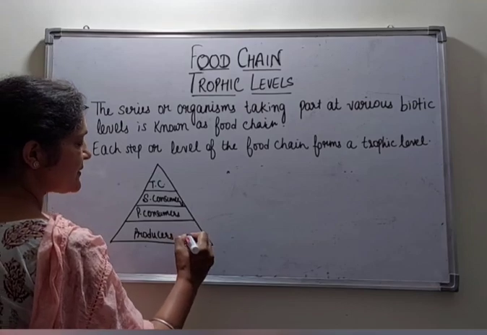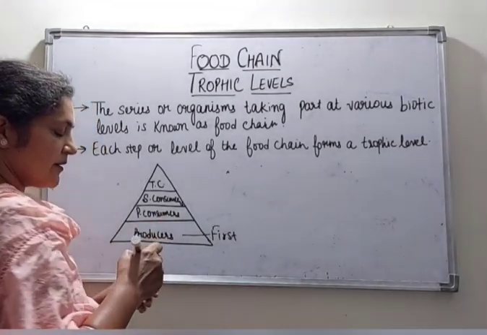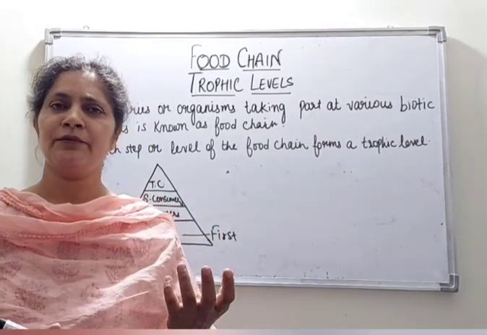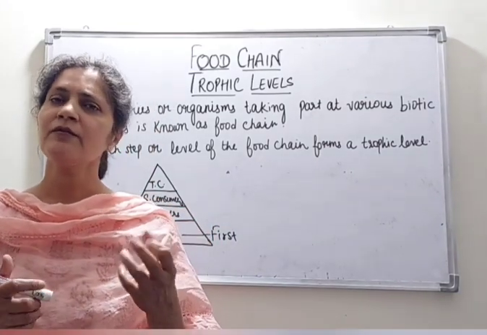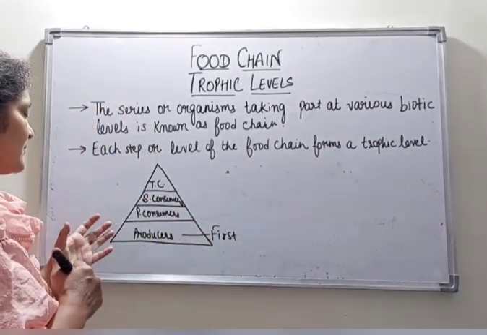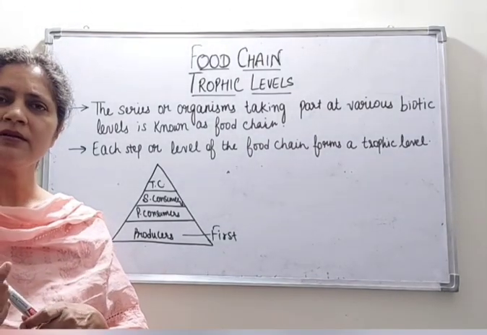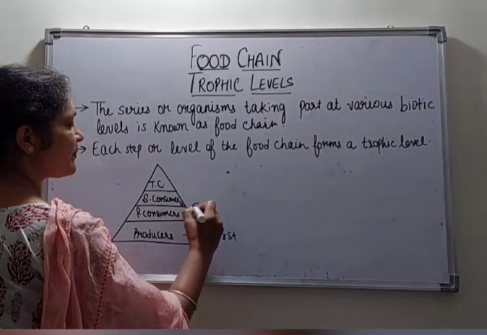Here are the producers, which are at the first trophic level. Why are they at the first trophic level? Because they are producing the food. Only green plants can produce food with the process of photosynthesis. Now, they are eaten by the primary consumers. What are primary consumers? They are herbivores. They form the second trophic level.